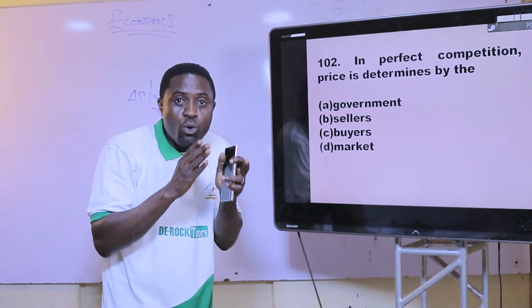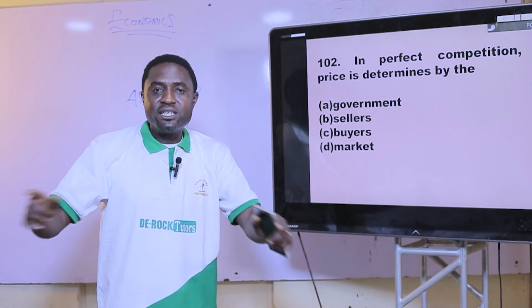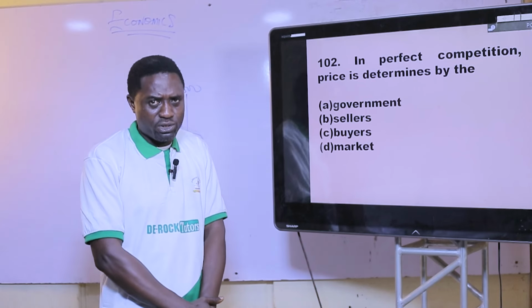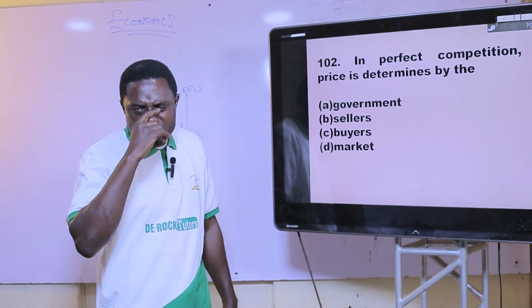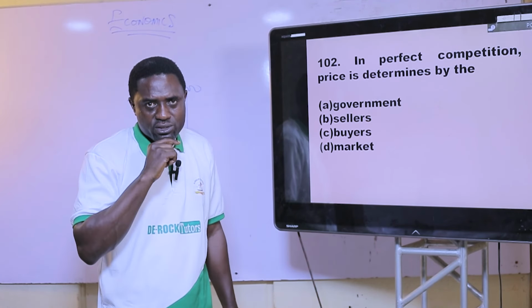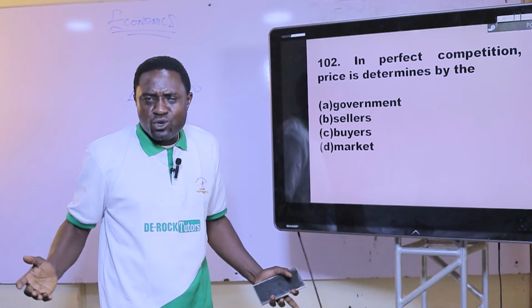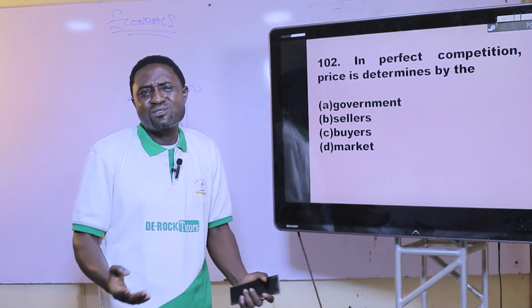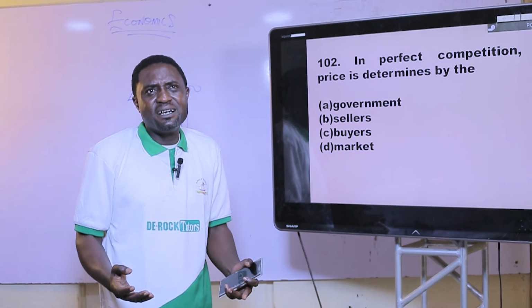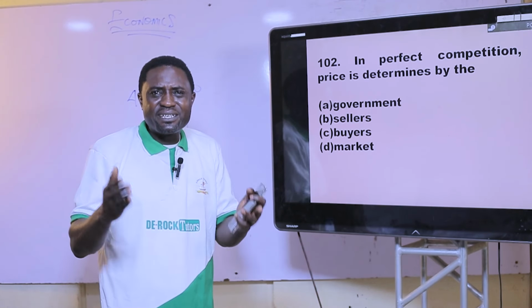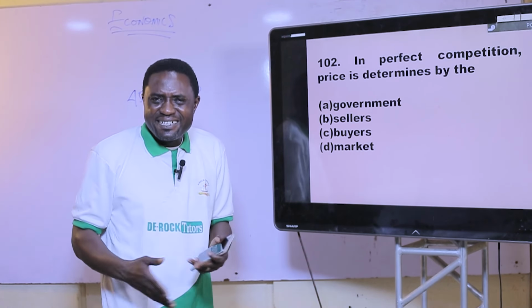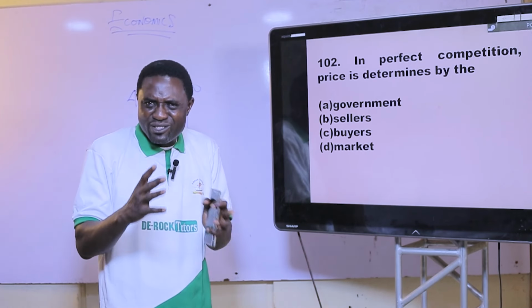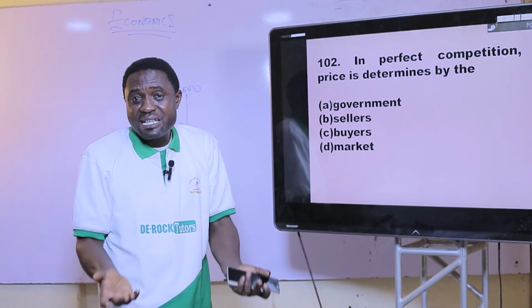If everybody is selling Omo, then you too, everybody will be selling Omo. There is no differentiated product in a perfect market. No differentiated product, so people do not have choice. Everybody is a price taker. Under perfect market, there is nothing you can do. The only thing that can determine the price is the market, so the market forces of demand and supply. That is what will determine the price.